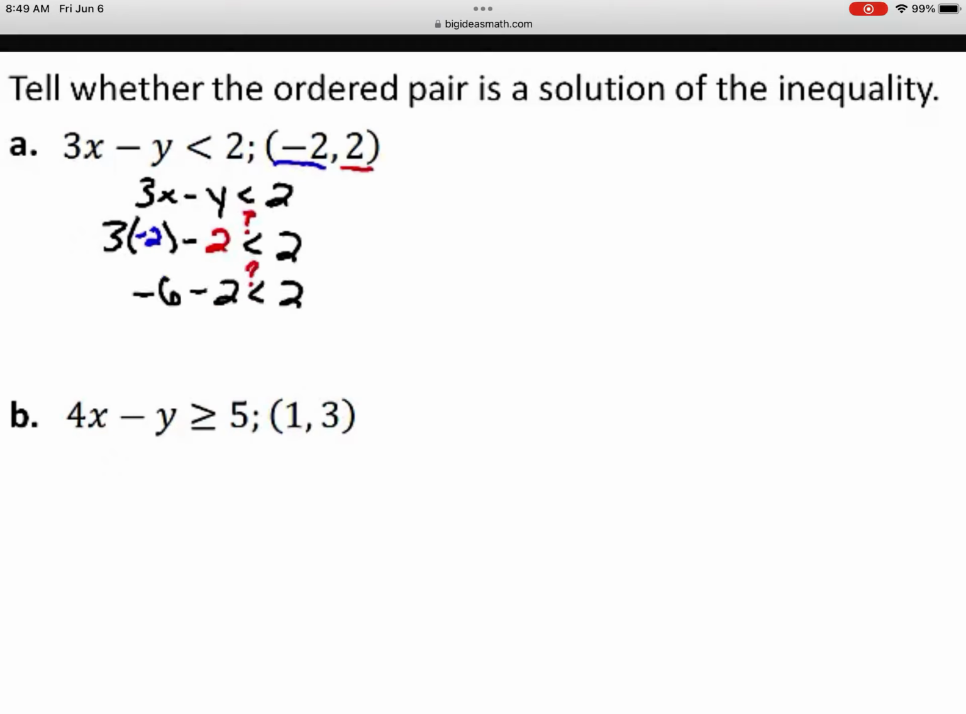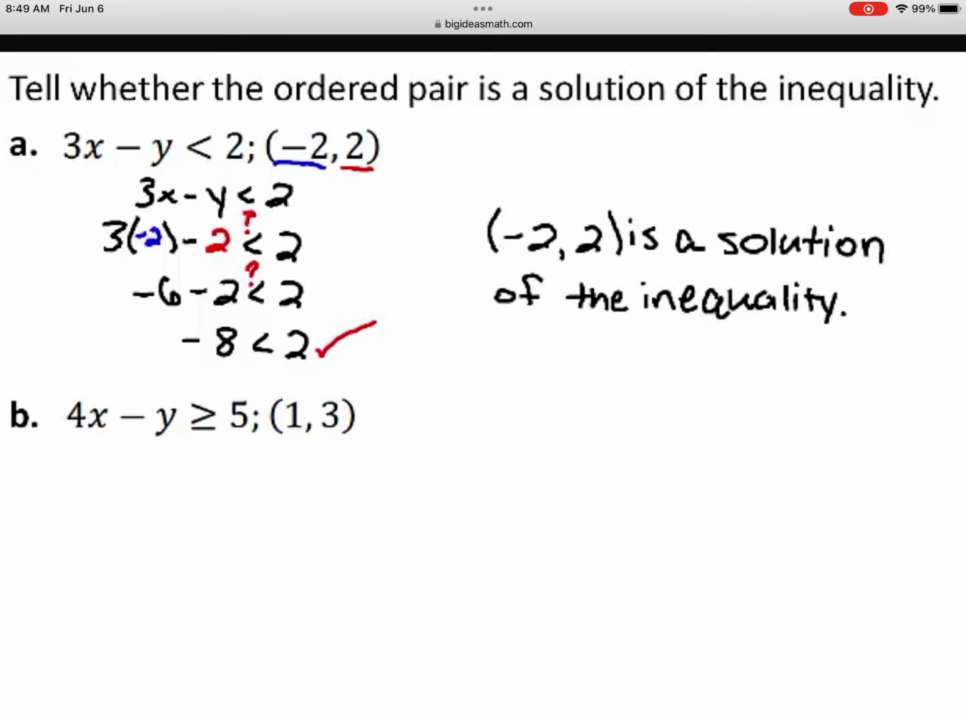3 times negative 2 is negative 6, and negative 6 minus 2 is negative 8. Because negative 8 is less than 2 is a true statement, negative 2, 2 is a solution of the inequality.